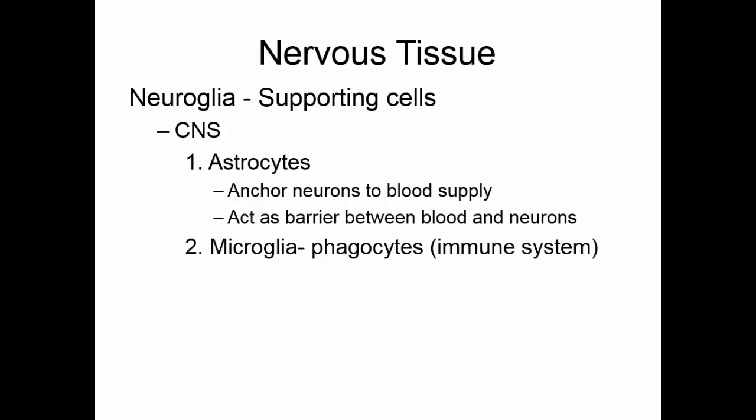The second glial cell found in the central nervous system is the microglia. The microglia act as phagocytes. They're sort of the immune system of the nervous system. They help dispose of cellular debris and any bacteria that may get in.